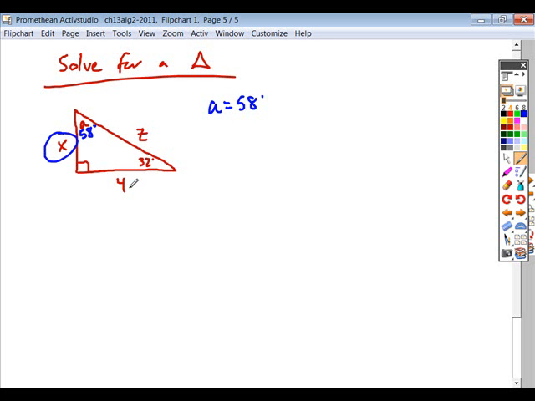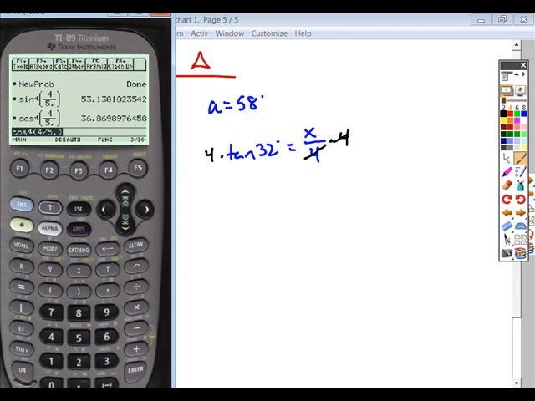So if we want to set up tangent, the tangent of 32 is opposite over adjacent. So we could set up a ratio, tangent of 32 degrees is equal to opposite x over adjacent 4. And so we create this equation. This equation allows us now to solve for x by multiplying both sides by 4. And if you take 4 times the tangent of 32.